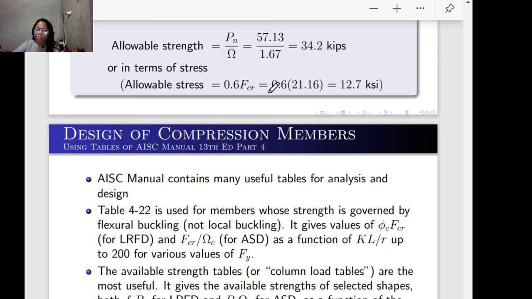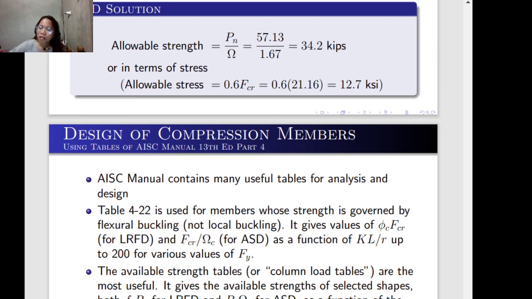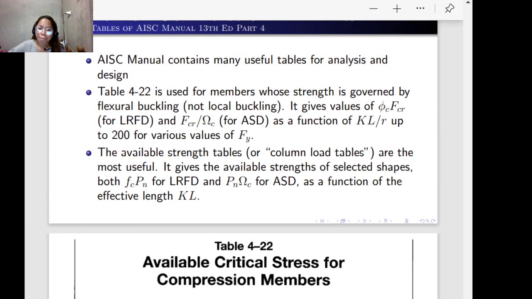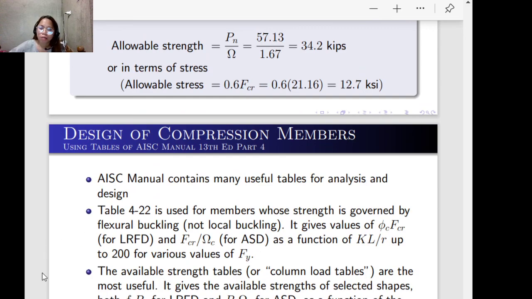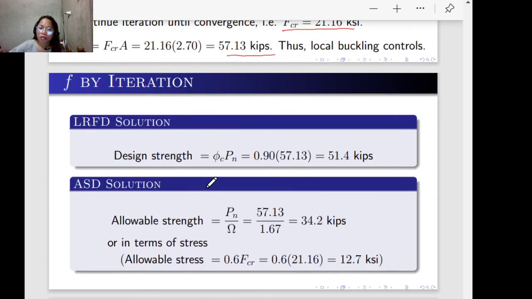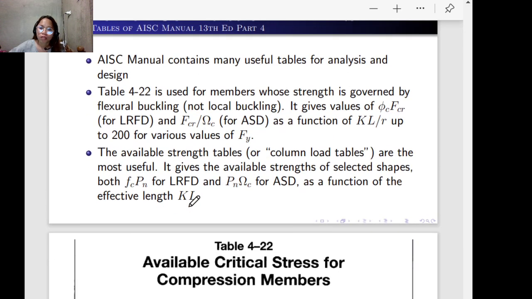Okay. Then let's continue with the design of compression members using the tables.